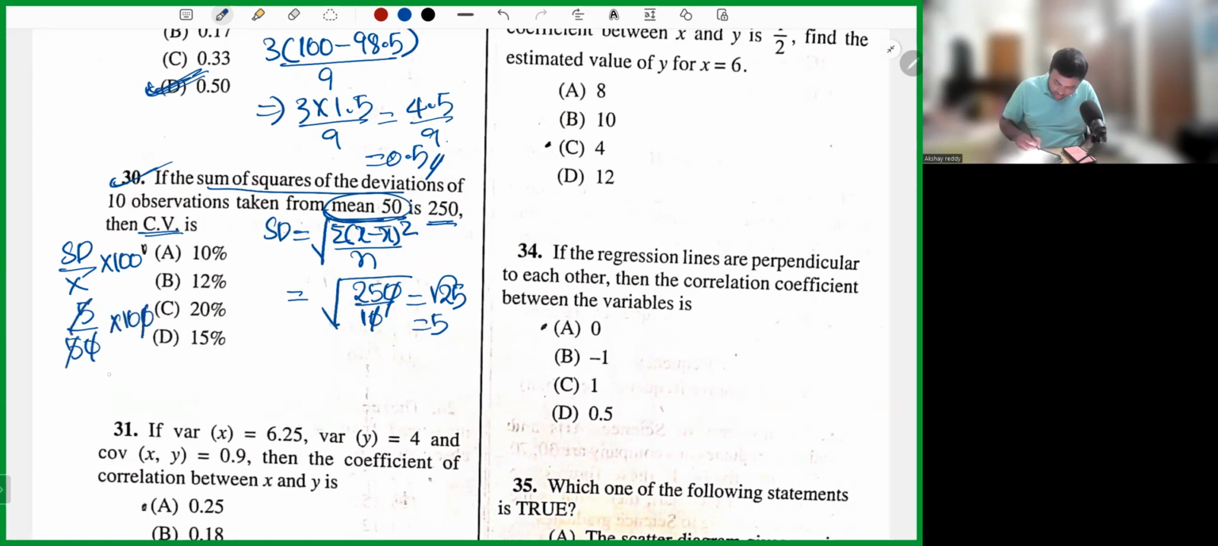5 cancels. So what is left? 10 is left. So what is the answer, my dear friends? Answer is 10%.